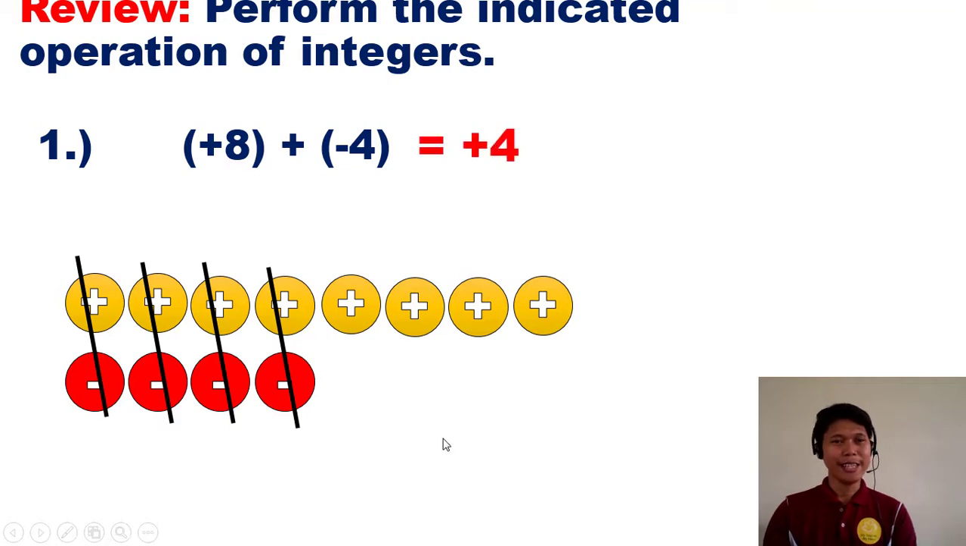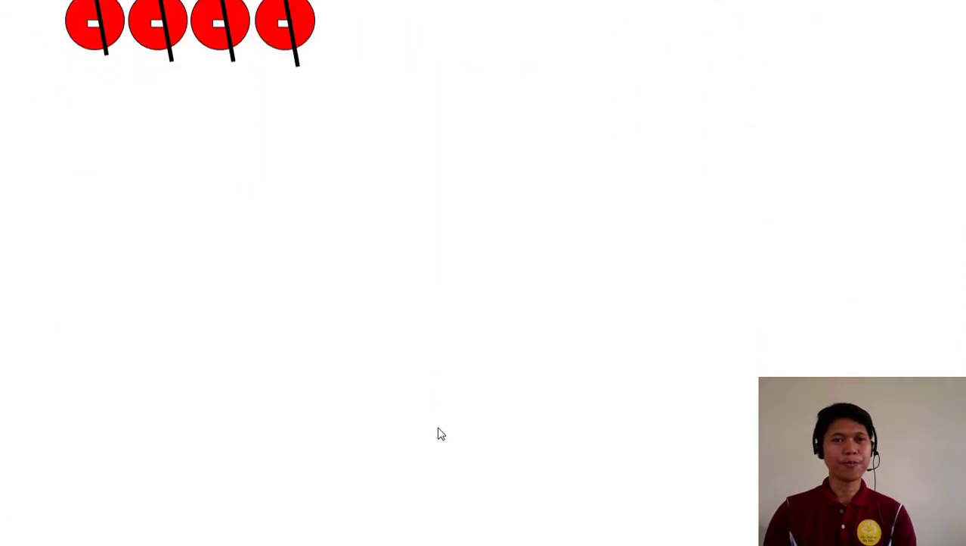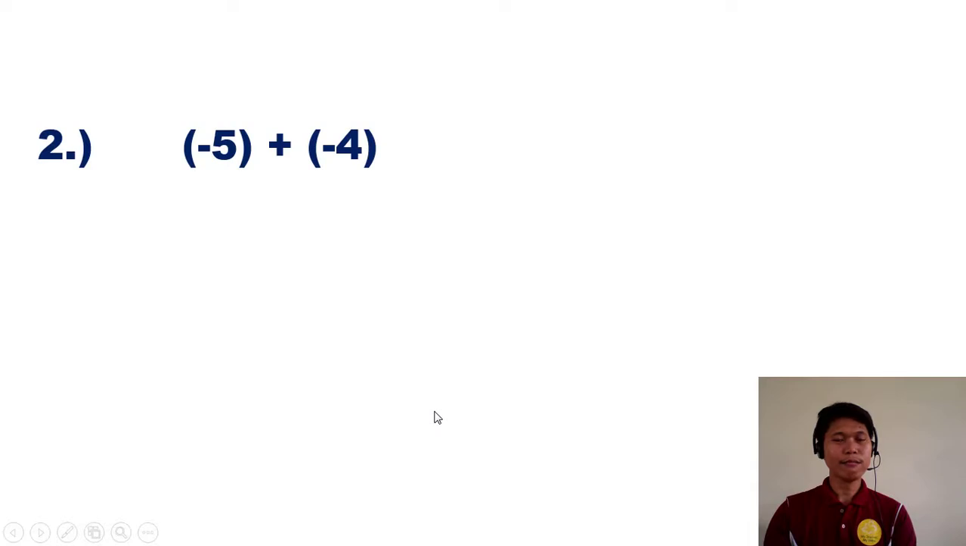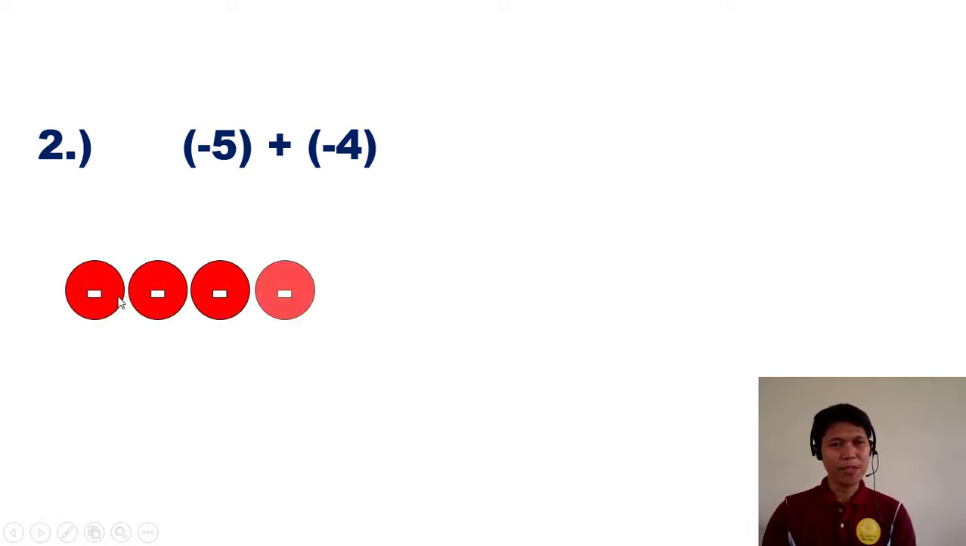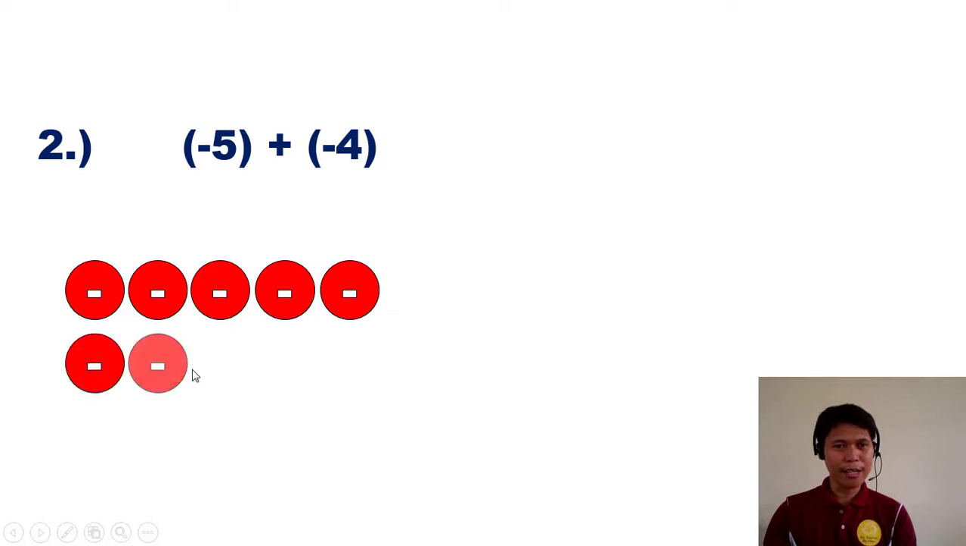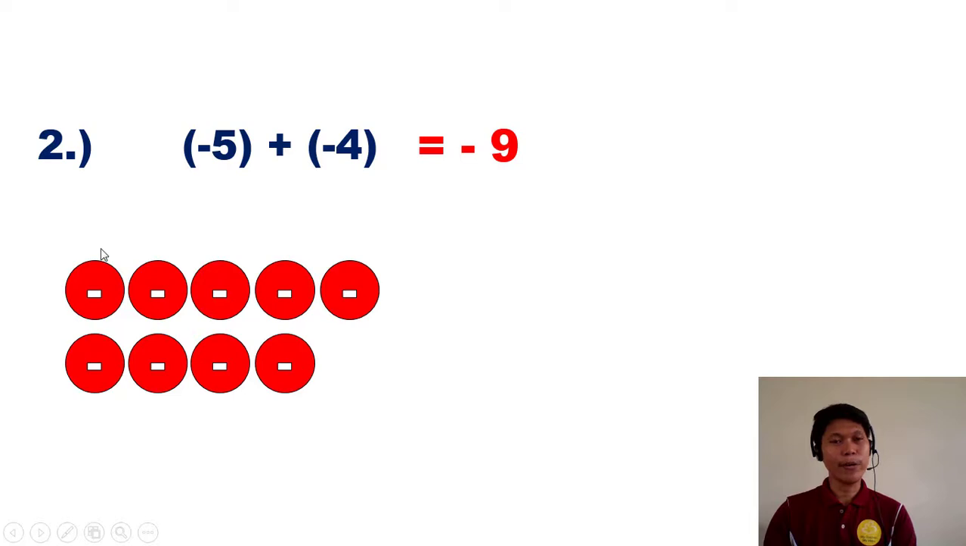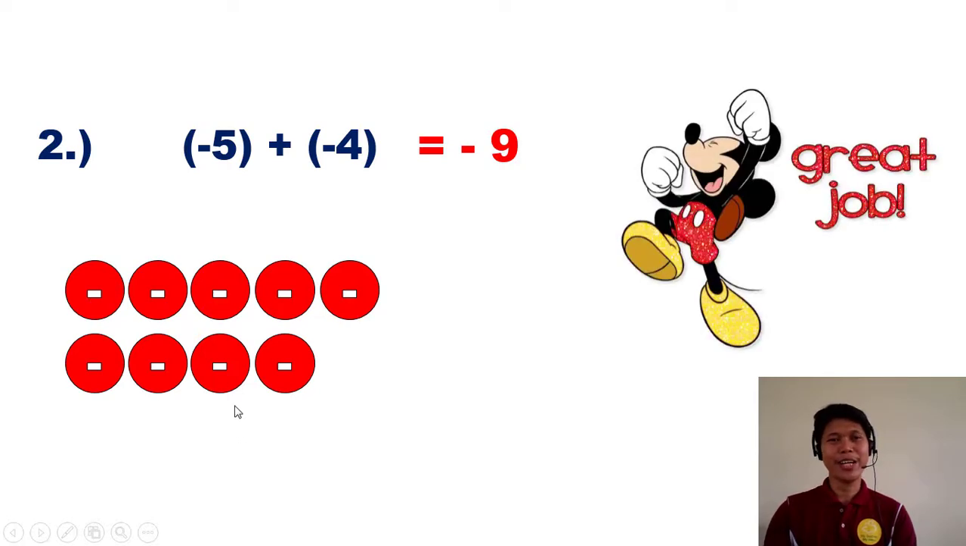Okay. Number 2. Negative 5 plus negative 4. Go. Okay, so I'll reveal the answer. Negative 5. So 1, 2, 3, 4, 5. And then negative 4. Another negative 4. So if you count, we cannot cancel because there are no 0 pairs. So we have negative 9. Okay, I hope that you got the correct answer.